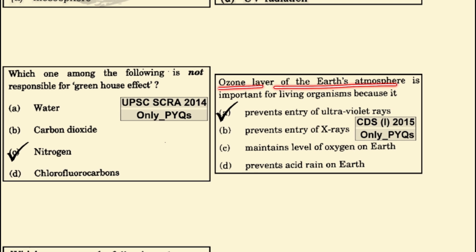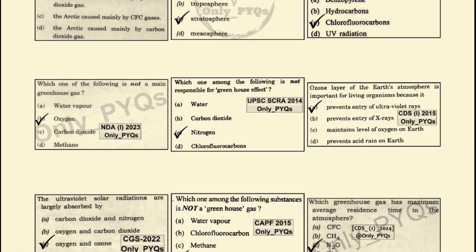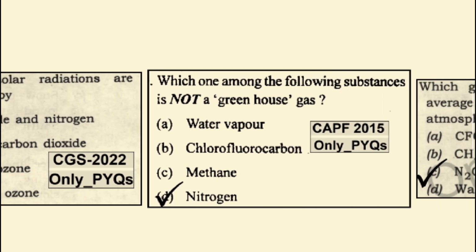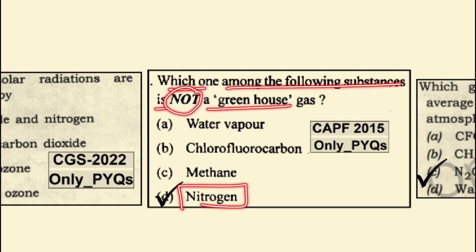Ozone layer of Earth's atmosphere is important for living organisms because it prevents the entry of the UV rays into it. The ultraviolet solar radiations are largely absorbed by oxygen and the ozone. Which one among the following substances is not a greenhouse gas? It is the nitrogen.